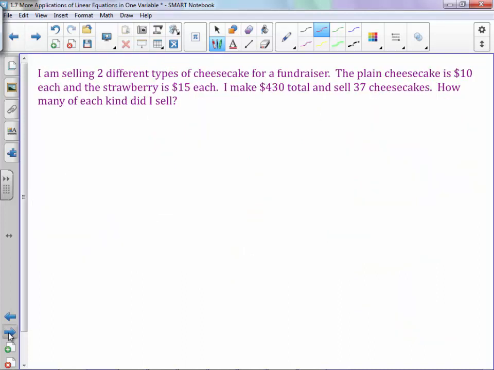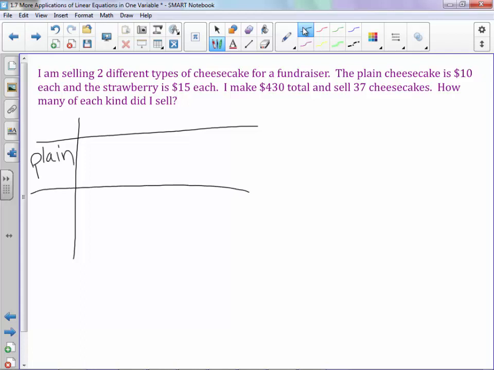Once again, this is another type of mixture problem. You're not actually mixing two things physically, but we've got two different ideas going on here. So same as before, let's start with our chart. Our two different things we're mixing together here is our plain cheesecake and our strawberry cheesecake. And the different things, we always want to put what we know. So we've got our price, our amount, and then our total value.